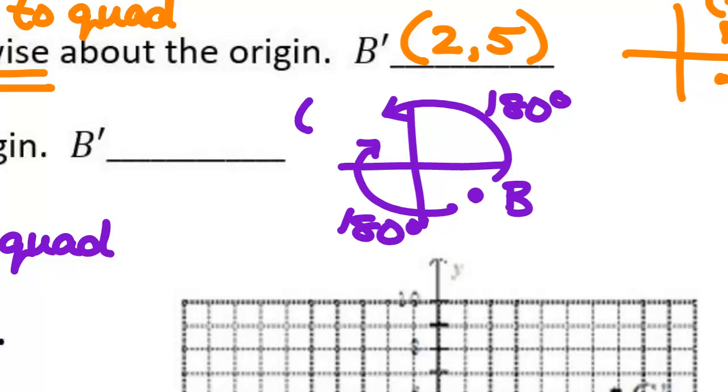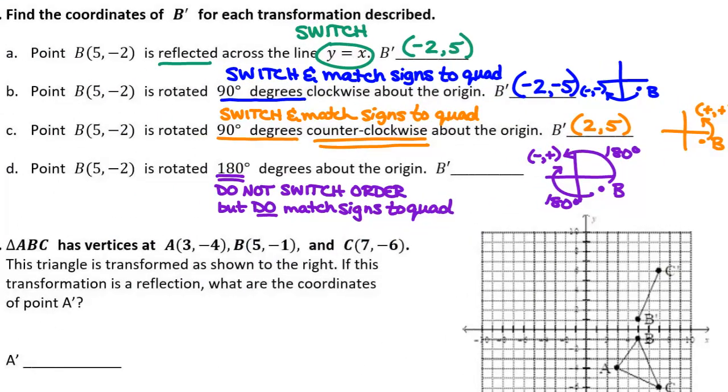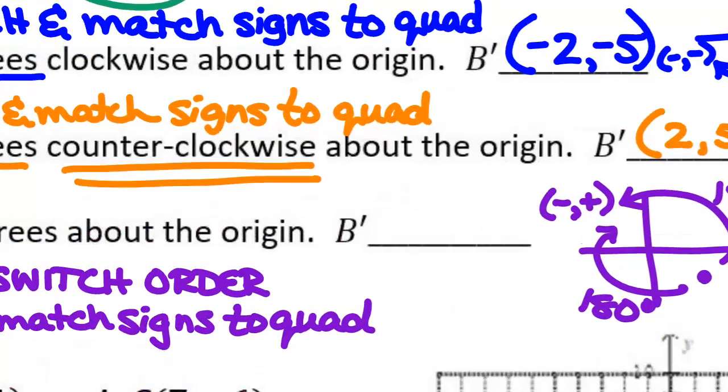Second quadrant has negative x's and positive y's. So I'm going to leave the 5 and the -2 in the same order that they're in, but I have to make sure that the x part comes out negative, so that 5 has to become a -5. And the y part of the ordered pair has to come out positive, so that -2 is going to switch to become a +2.